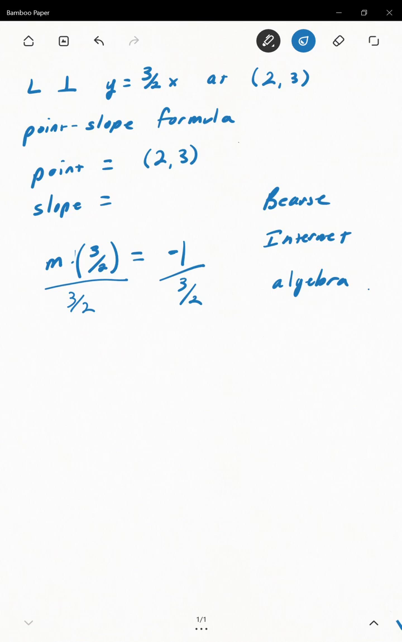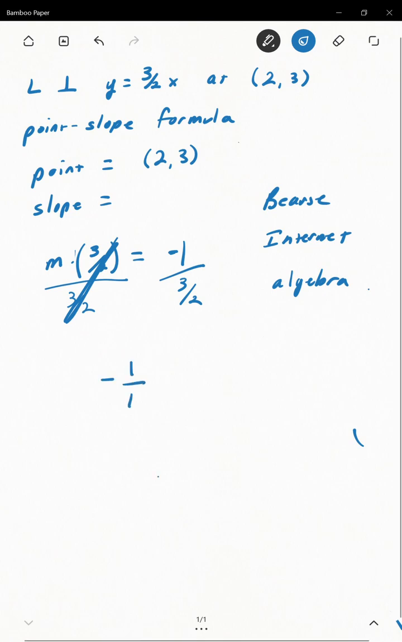So those will cancel out. If I multiply by 3/2 and divide by 3/2, it'll come out to just being m, the thing I had before. And then I have -1 over 3/2. To divide by a fraction, you invert and multiply, so times 2/3. Multiplication is the super easy one for fractions, so our negative sign comes through. 1 times 2 is 2. 1 times 3 is 3. So the slope is -2/3.